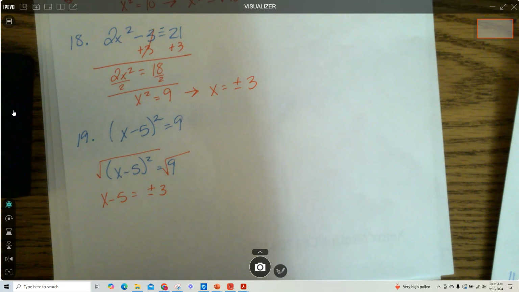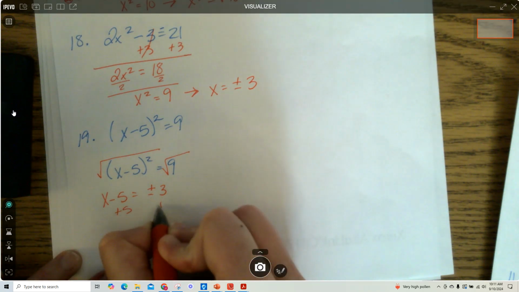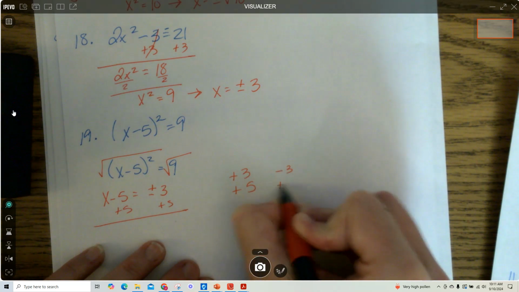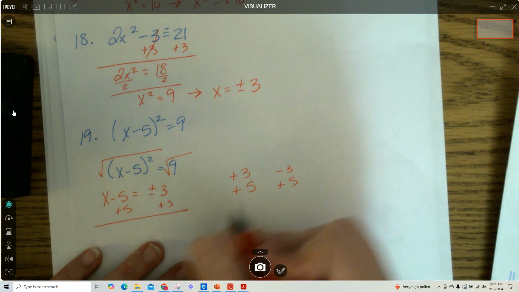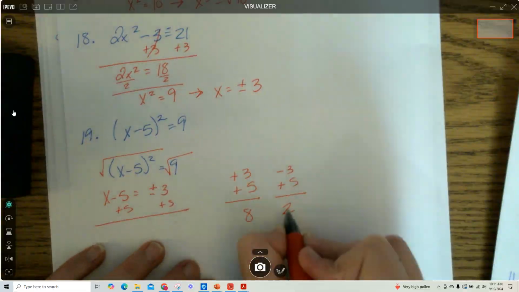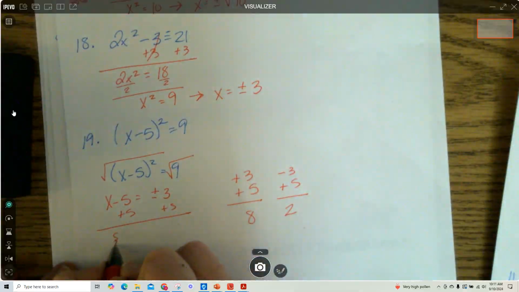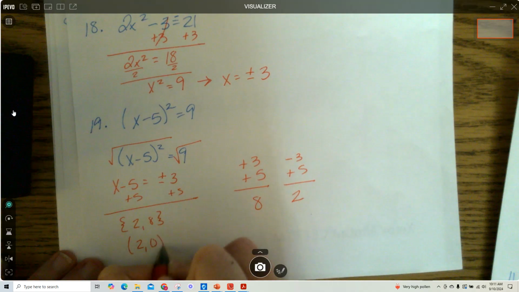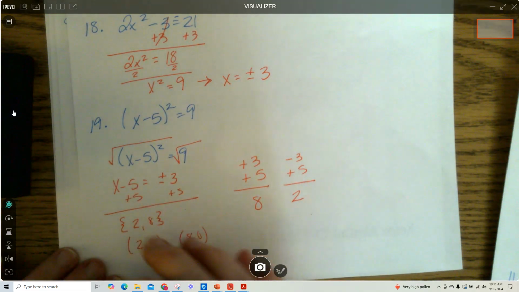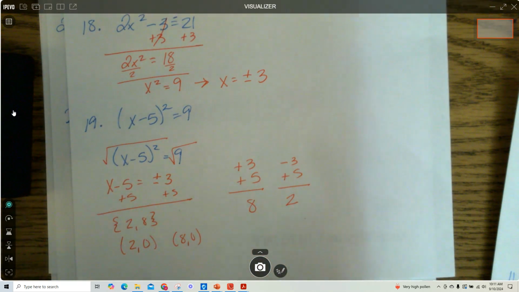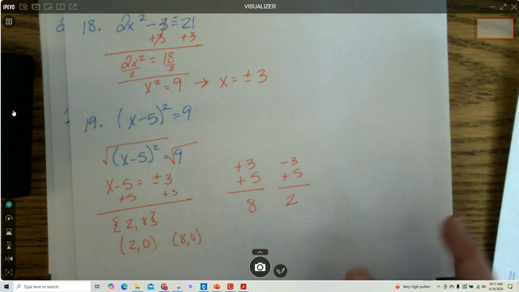And this is where this gets dicey. So when I add 5, I have positive 3 plus 5, and then I have negative 3 plus 5. So be really, really careful with your signs. So this one's going to have 2 answer choices. 8 and 2 are going to be your solutions. So that would be your solution set, 2 comma 8. And then x-intercepts 2, 0 and 8, 0. So be really careful with those signs. You could break it down, you could quad formula it, but that's the quickest solution for that one.